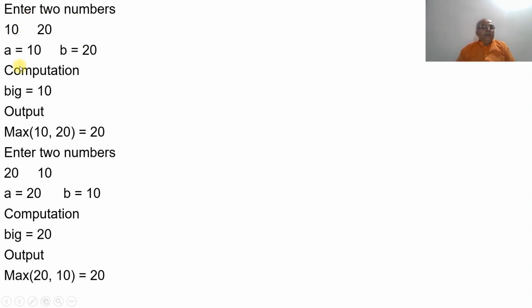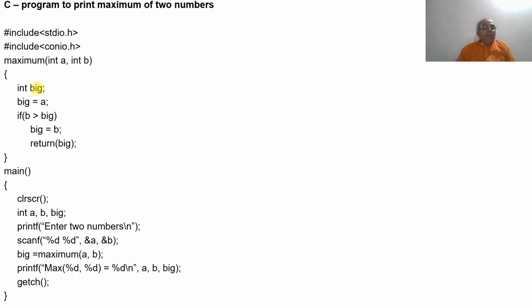Now if you see the output, enter two numbers: 10 comma 20. Here a is equal to 10 and b is equal to 20. First, big is equal to a. The value we are entering for a is 10, so that assigns a as 10, and big value is 10. The b value we have entered is 20. Is 20 greater than 10? Yes. So big value is b. It will return the value, and finally that will be printed here.